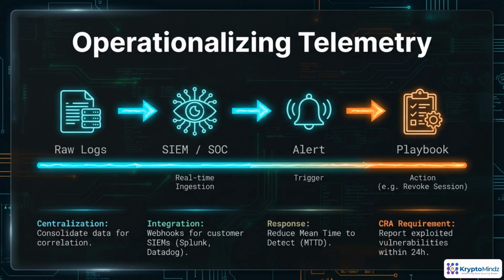Telemetry only helps if it reliably drives action. Think of four stages. First, centralize raw logs so you can correlate behavior across services and tenants. Next, integrate with your SIEM or SOC for real-time ingestion and enrichment. From there, tune alerts to reduce mean time to detect. Finally, use playbooks to automate concrete responses like revoking sessions, and to ensure you can meet mandates such as CRA's 24-hour reporting for exploited vulnerabilities.